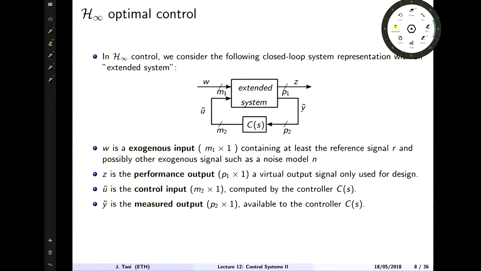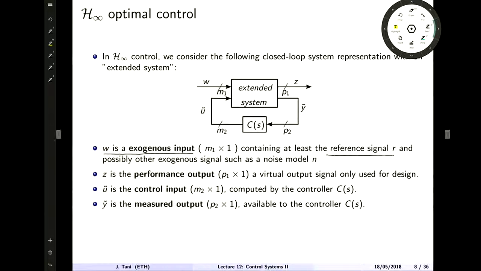So we do the same that we did with the robustness: we pull out the controller of the entire feedback loop. And what we have then, on the left-hand side, is W, which is an exogenous input, which is, for instance, the reference signal R, but we could also place such things as a model of the noise or a model of the disturbance there.